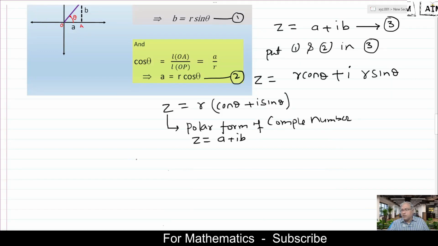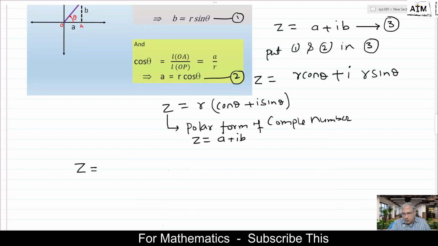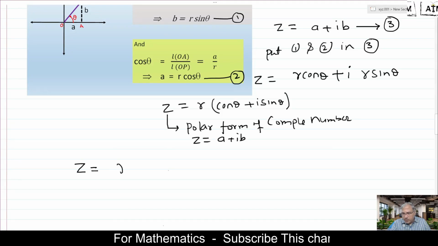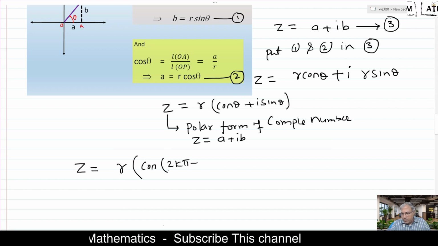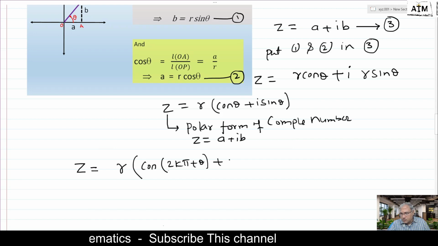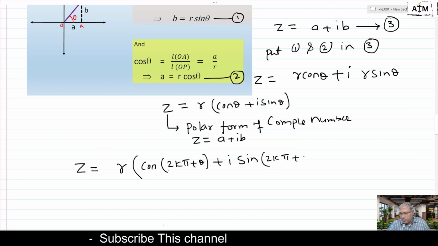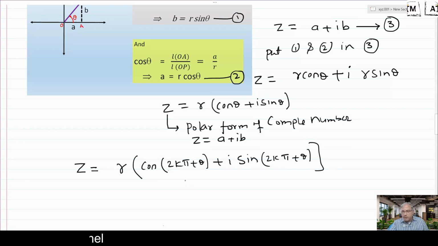This is not the general form. The general form of a complex number in polar form is given by r times cos of 2k pi plus theta, plus i sin of 2k pi plus theta. So this is the general polar form of the complex number, and k equals 0, 1, 2, 3, etc.